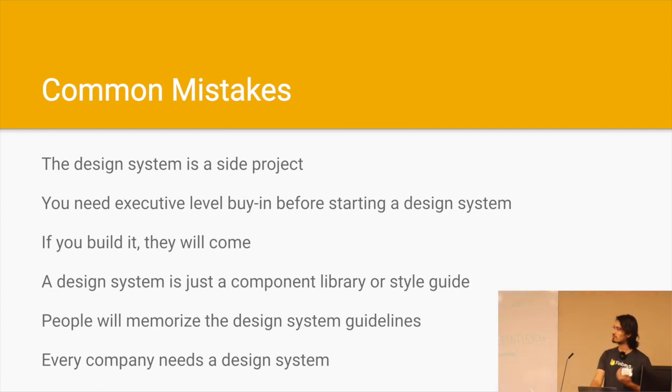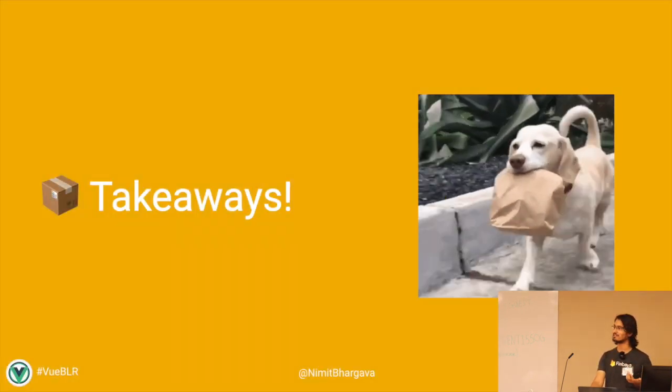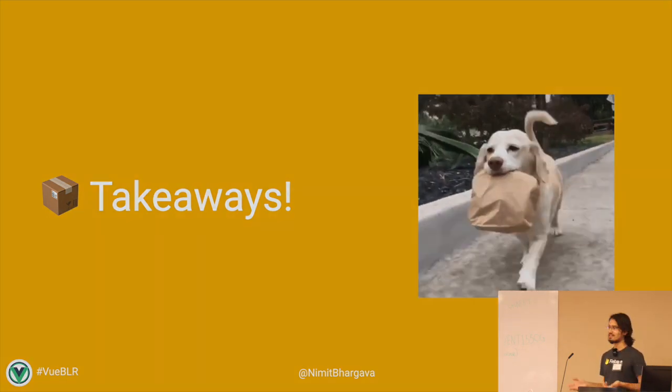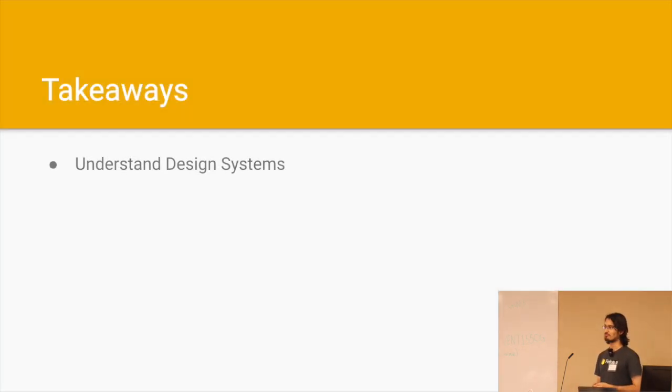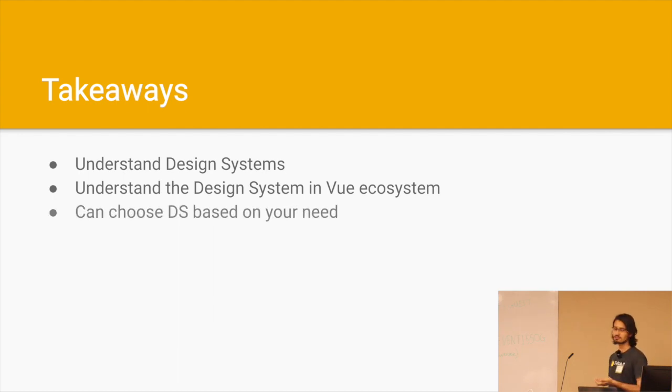So let me end my talk with the takeaways that you can take from this talk. The first one is understanding design systems. After this talk, I hope you understand what design systems are and how they get used. You now know all these design systems in the Vue ecosystem, and the different types of design system component libraries. Then I hope you can choose a specific design system based on your need.